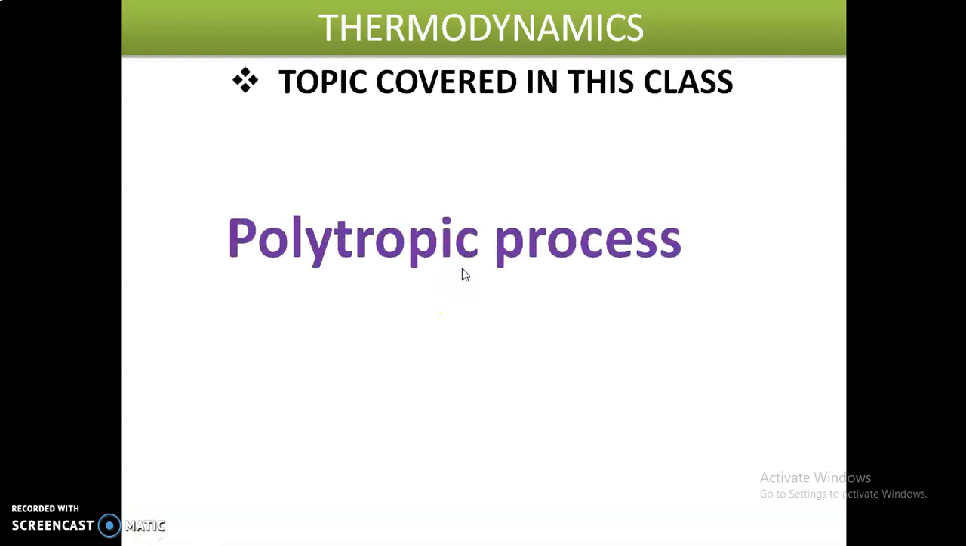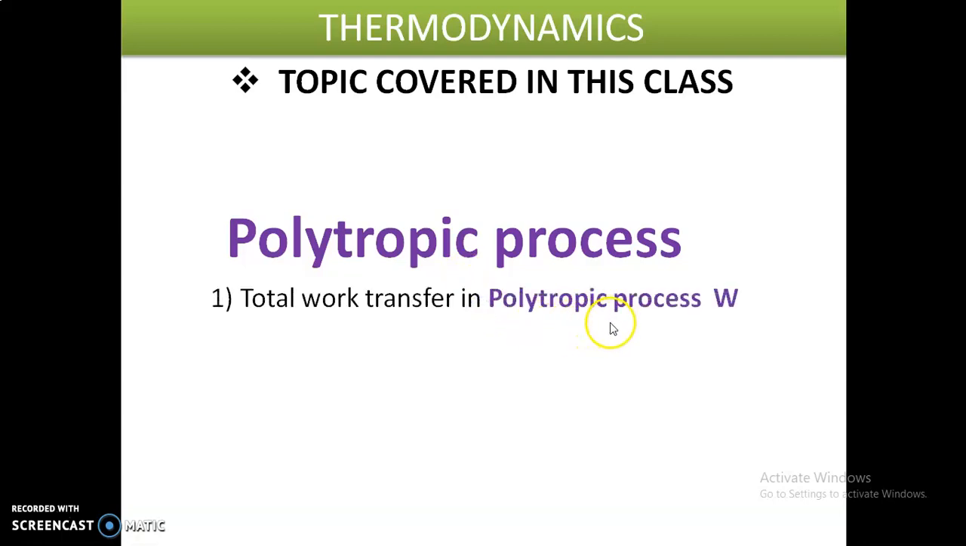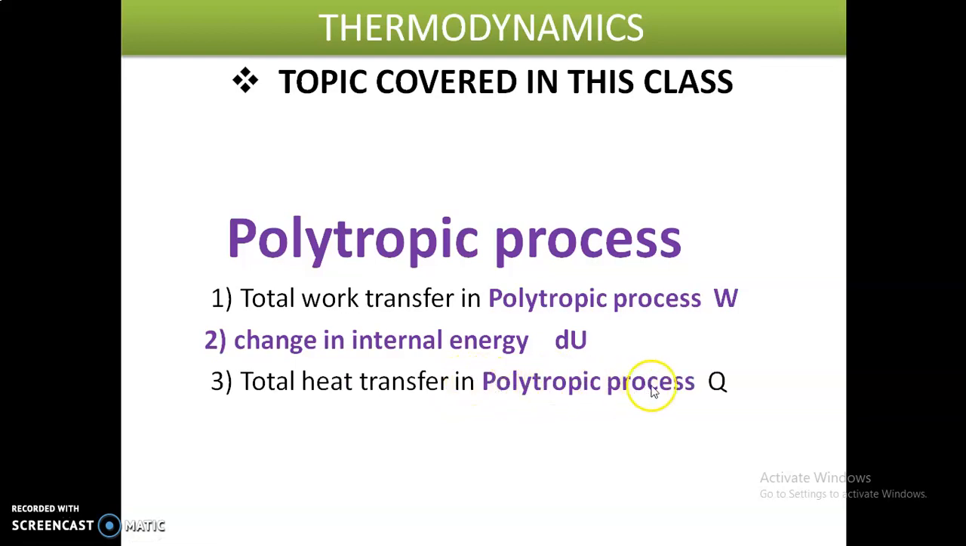In the polytropic process, we will find the total work transfer, that is W, and second, the change in energy, and third, we will find the total heat transfer in the polytropic process, that is Q. So these are the subtopics. We'll discuss these topics one by one in the next slides.